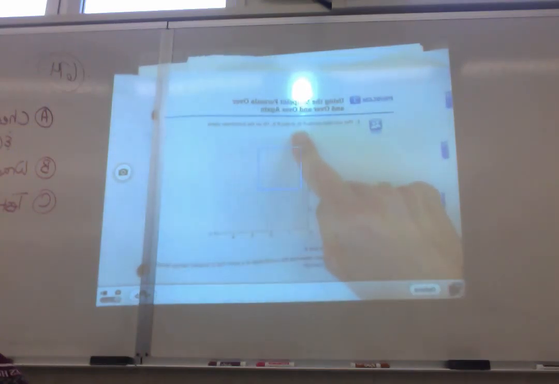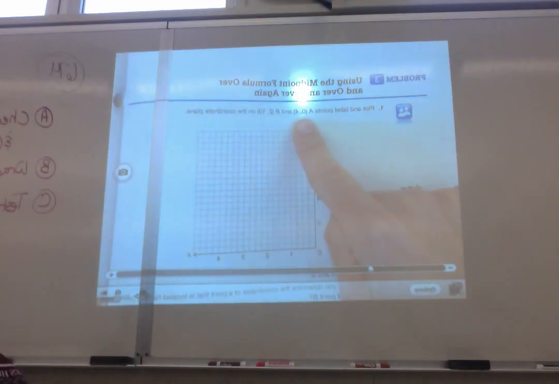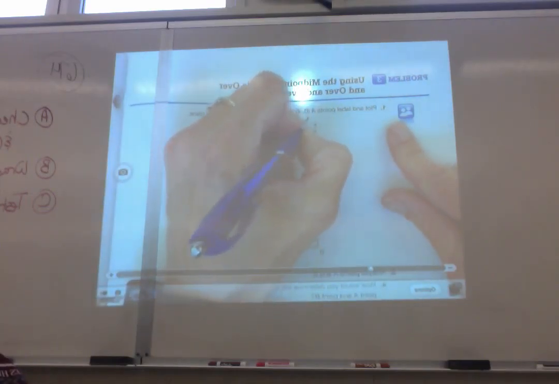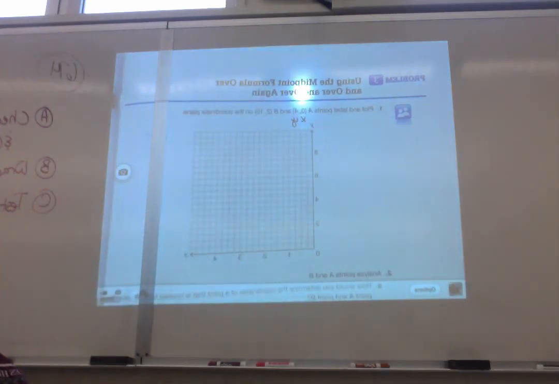What's the X? What's the Y in A? 0, 4. Which one's the X and which one's the Y? 0 is X. 4 is Y. They go in alphabetical order. If you can remember your alphabet, you can get those in order. Memo, plot the points, please.